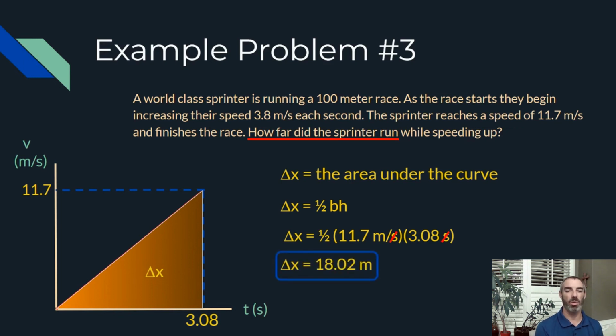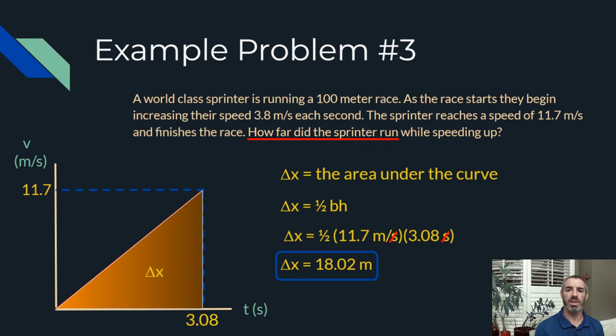Now, you might look at this question and say, that was a lot more complicated to use the velocity time graph. And you're probably right. The kinematic equation was a one-step problem using the process that I showed you. In this case, we had to do a two-step problem where we had to find time, which is the base of our triangle, before we found the area of that triangle.